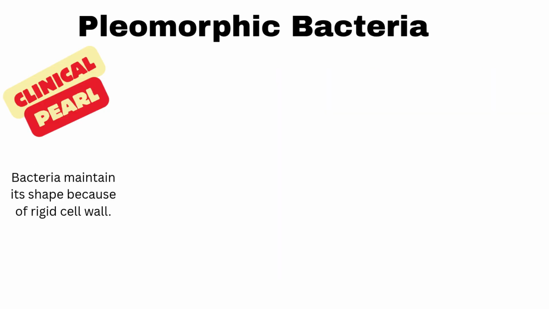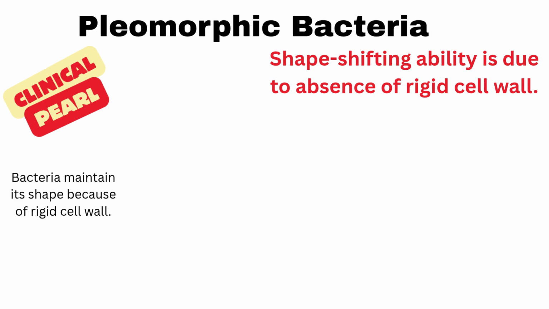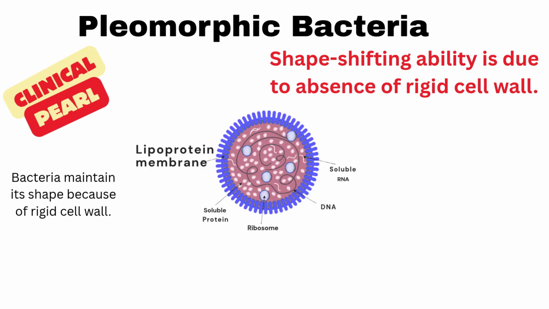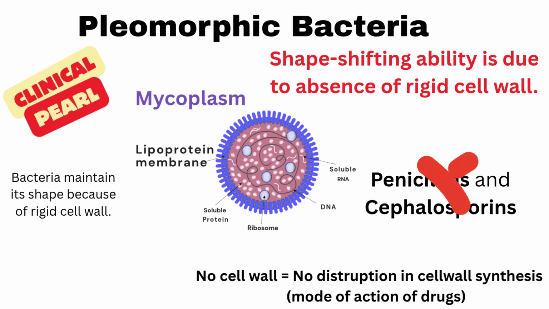Think about the Mycoplasma species. Mycoplasma are pleomorphic precisely because they completely lack a cell wall. They literally only have a cell membrane. Because they lack that rigid outer structure, they don't have a definitive shape. But more importantly for us, because they lack a cell wall, drugs like penicillin or cephalosporins, which specifically target and disrupt cell wall synthesis, are completely 100% useless against them. You just can't destroy a wall that isn't there.